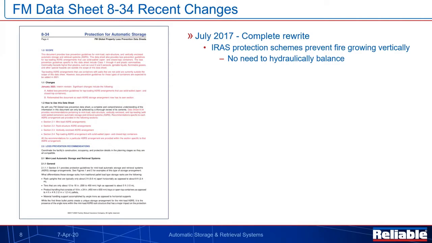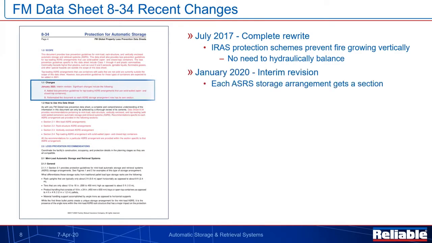Now, specifically dealing with the January 2020 interim revision, each automatic storage and retrieval system got its own section. And as we go through all four of these today, you're going to see they're vastly different. So it just makes sense that each has its own section. It makes this more of a data sheet within a bigger data sheet. So all four of these types are small data sheets inside of a much larger data sheet.